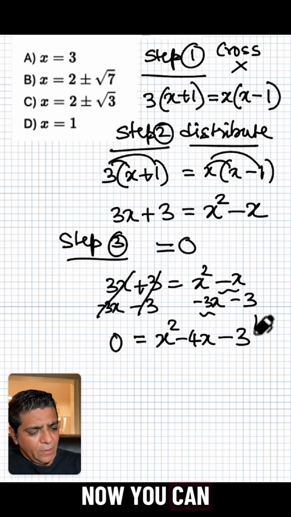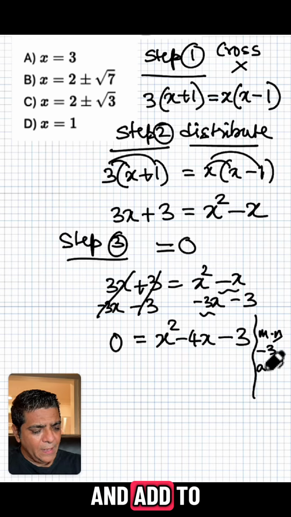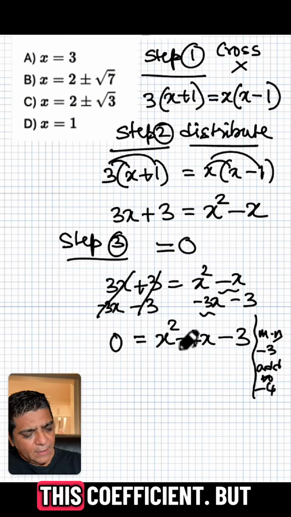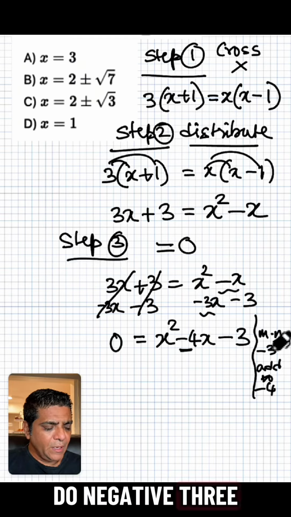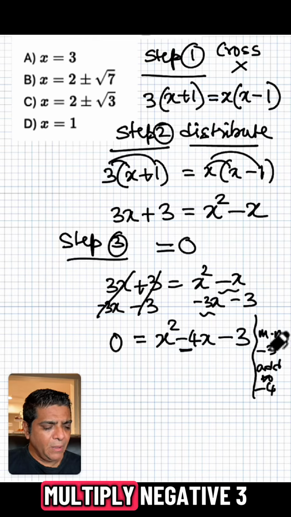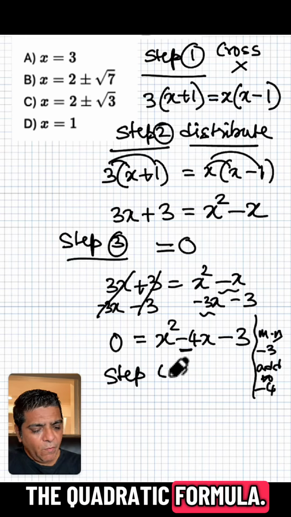minus 3. Now you can see if you can do the m plus n method, which is find two numbers which will multiply to negative 3 and add to negative 4, this coefficient. But I don't think there are any numbers like that, because if you do negative 3 and negative 1, that will give you positive 3, and when you multiply negative 3 and positive 1 will give you negative 3. So we're going to have to use the quadratic formula.